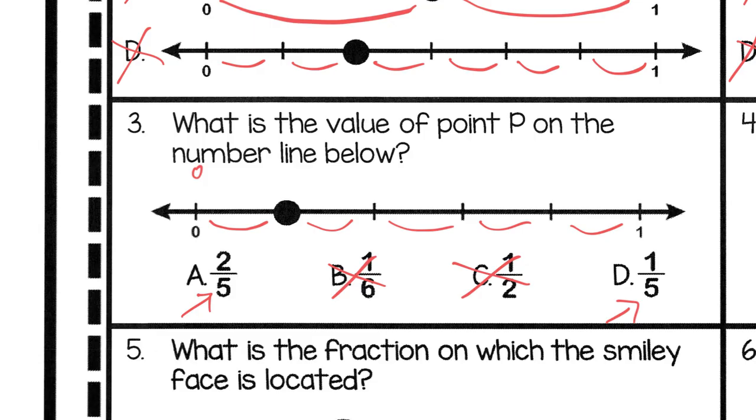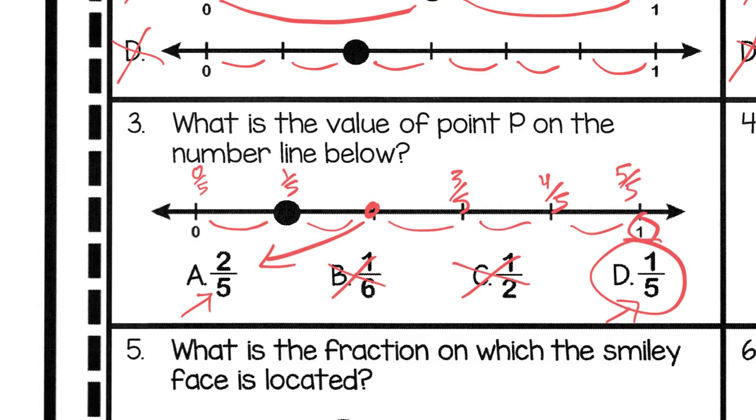So this would be 0 out of 5. This would be 1 out of 5. So we know that's going to be our answer. If it would have been here, that would have been 2/5. There's 3/5, 4/5, and there's 5/5, which is also the same as 1.